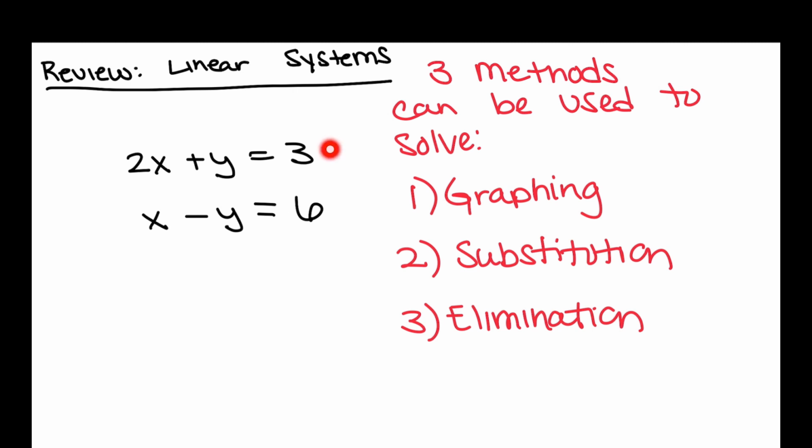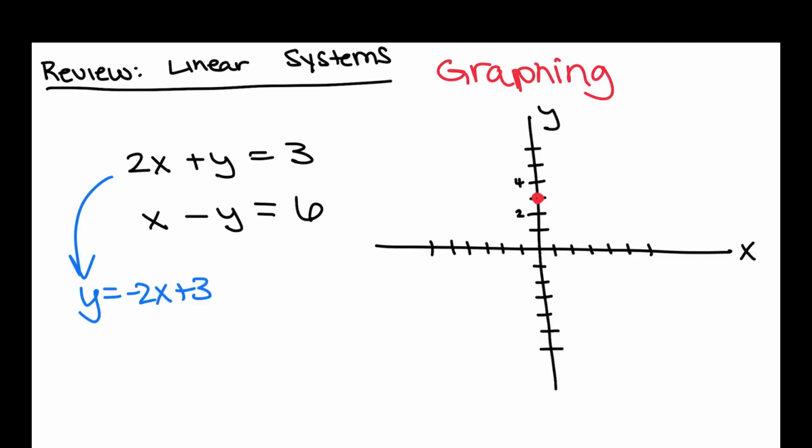A system simply means we have more than one equation, and linear, these are equations of lines. So if we want to solve a system of equations, we're trying to find a point, an xy, that satisfies both of these equations. And there's three different ways we can do that. We can graph and figure out where they intersect. We can use the method of substitution, and we can use the method of elimination. I'll run through these three methods.